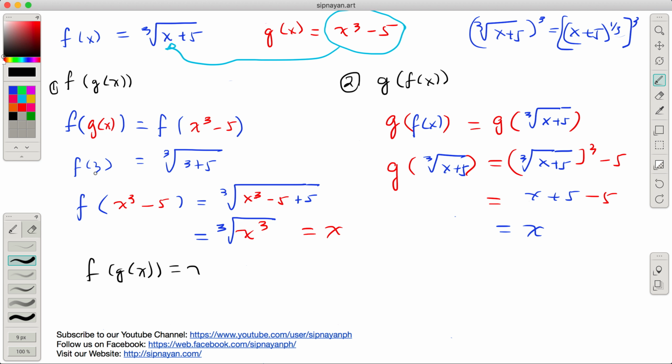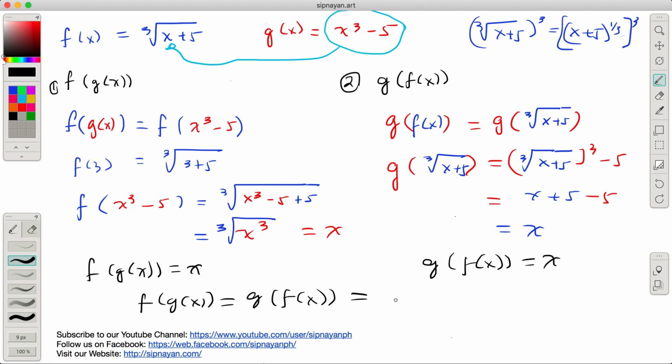So, therefore, g of f of x is also equal to x. Napansin nyo, pareho sila, di ba? Napansin nyo is f of g of x is equal to g of f of x, which is equal to x. Pareho silang equal to x. So, pag ganito, may special relationship yung dalawang functions na yan. Silang dalawa ay inverse function. Meaning, f is the inverse of g, no? And g is also the inverse of f. No? So, pag-aaralan natin yan sa mga susunod na tutorials ng inverse functions.